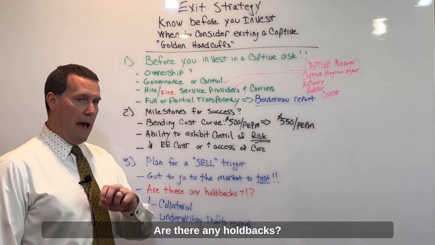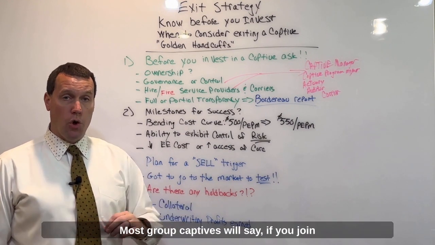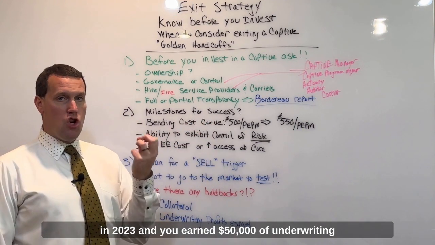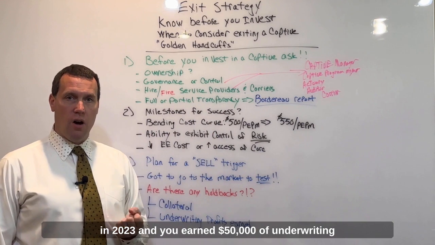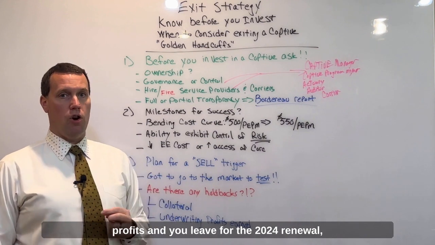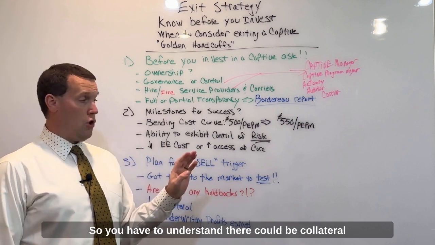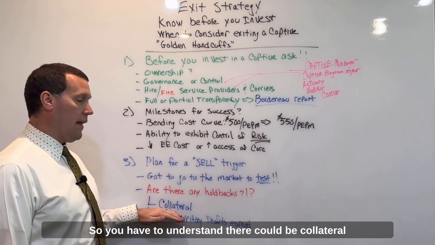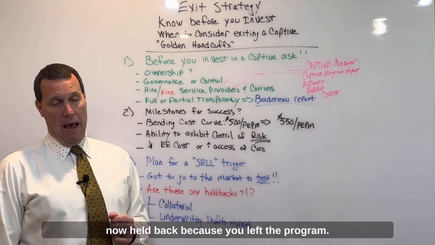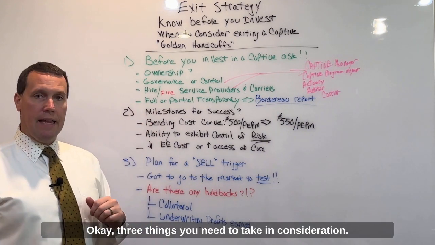Are there any holdbacks? I will tell you unequivocally, most group captives will say, if you join in 2023 and you earned $50,000 of underwriting profits and you leave for the 2024 renewal, you're going to forfeit those $50,000 underwriting profits. So you have to understand there could be collateral or underwriting profits that have been earned that are now held back because you left the program. Okay? 3 things you need to take into consideration.